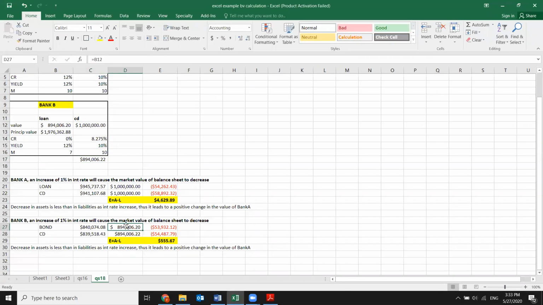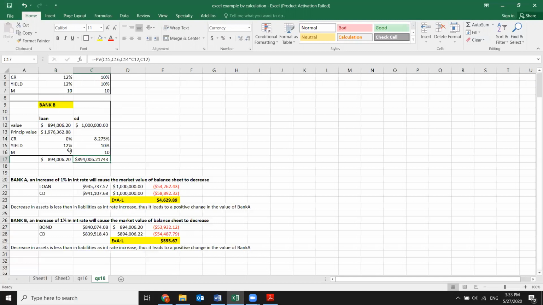So we have the same values for the loan and for the CD? No, no, they are not the same, guys. Okay, here we go. It's just by coincidence they matched. The numbers before the decimal matched. Okay, then we have here.